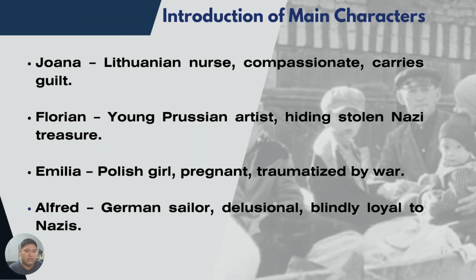The main characters are Joana, Florian, Emilia, and Alfred. Joana is a Lithuanian nurse. Florian is a young Prussian artist. Emilia is a young Polish girl, pregnant and traumatized by war. Alfred is a delusional German sailor, blindly loyal to the Nazis.